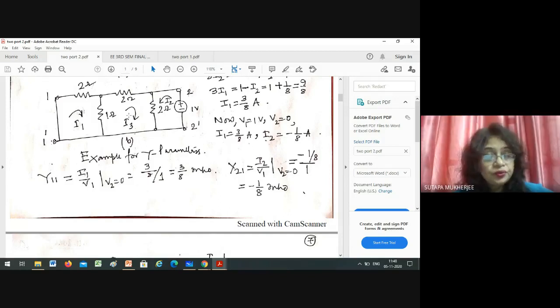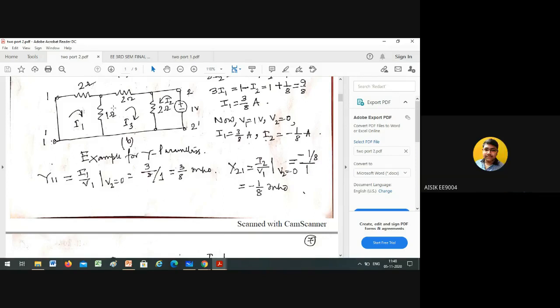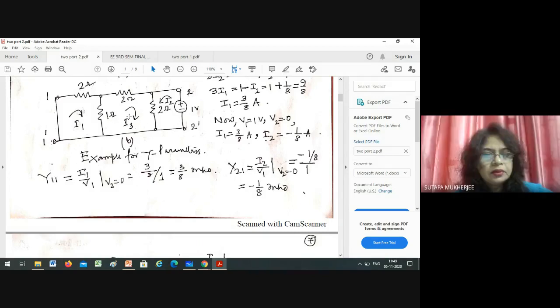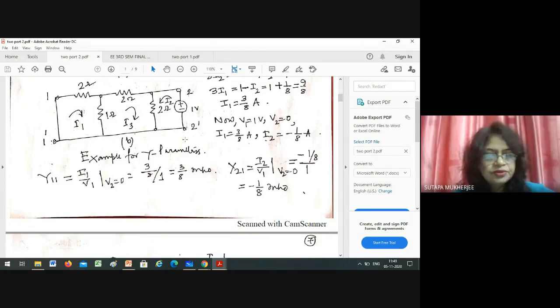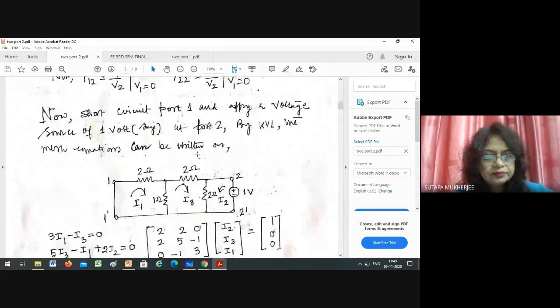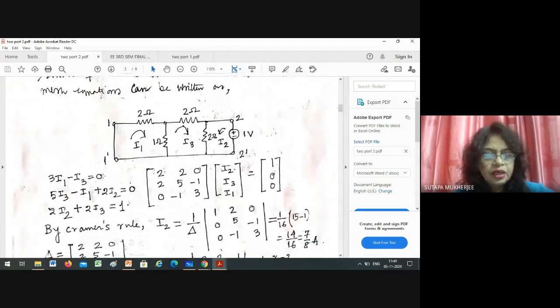I3 into what? It will be 5, so 5I3 plus 2I2 is equal to 0, because in this loop there is no source. And what is the equation in this loop? 3i1 minus i3 is equal to 0. Just check it. 3i1 minus I3 equals to 0.